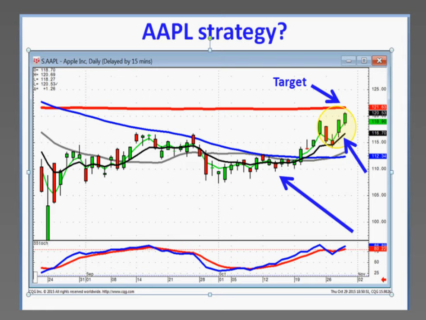The T-line is the 8 exponential moving average, and it's probably the most effective indicator. Very simply stated, if you see a candlestick buy signal and a close above the T-line, you can stay long until you see a candlestick sell signal and a close below the T-line.